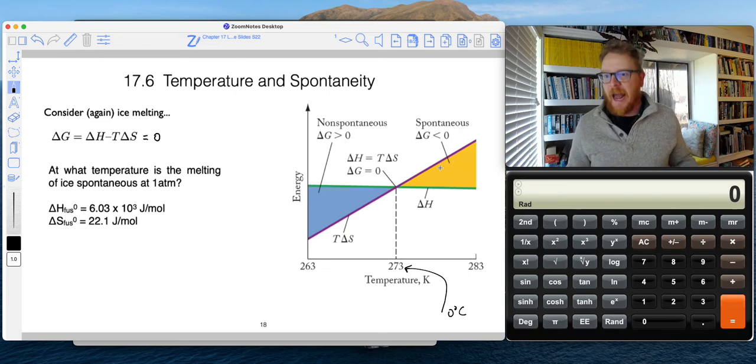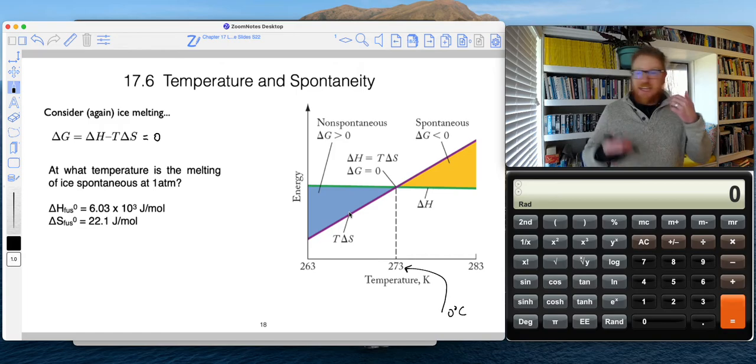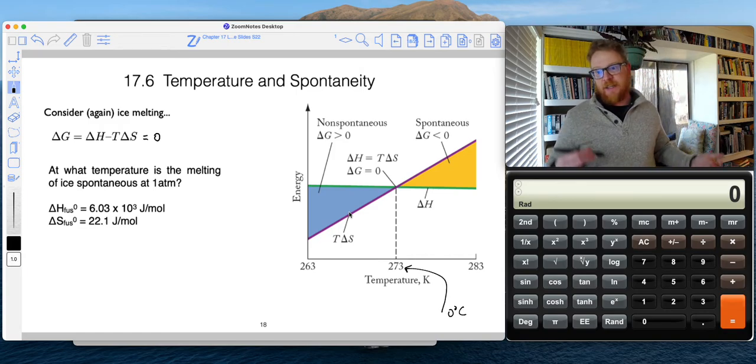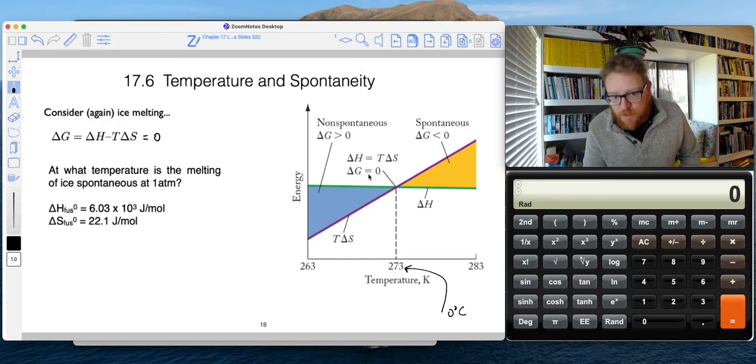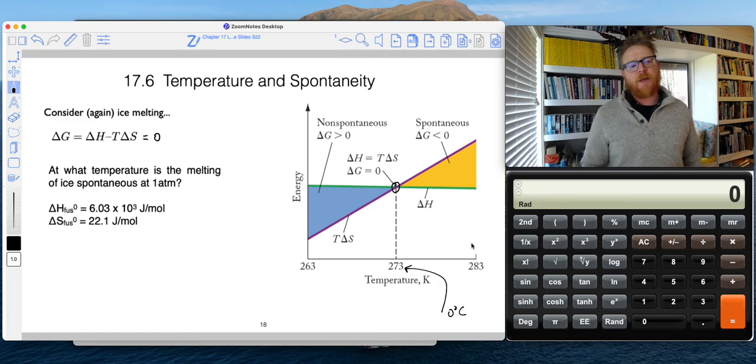We know that an ice cube sitting on a lab bench at room temperature, or really above 0 Celsius, will melt spontaneously. But we also know that if we put that ice cube in an environment colder than 0 degrees Celsius, it is not going to spontaneously melt. That threshold corresponds to delta G equal to 0. So how could we calculate that value?